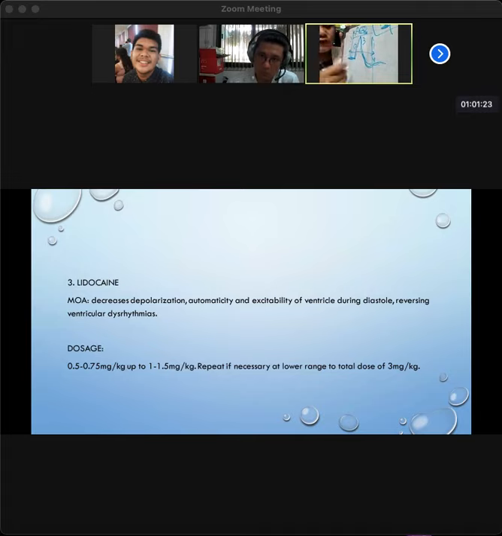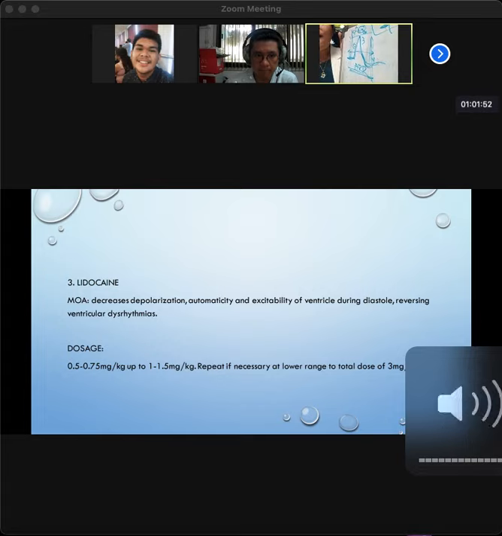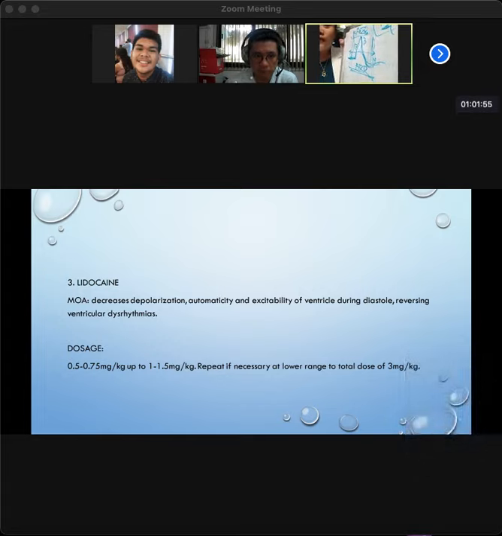So, if you have arrhythmia, the heart will restart again kasi magpapahinga yung heart mo dito eh. Okay? And then, the dysrhythmia will be reversed. Naintindihan? Maliwanag ba? Medyo maliwanag ba or medyo malabo? Hello? Tulog na ba kayo? Okay. So yun. Yun yung simplified paliwanag kung paano yung MOA ng iyong lidocaine, especially your lidocaine. Okay?